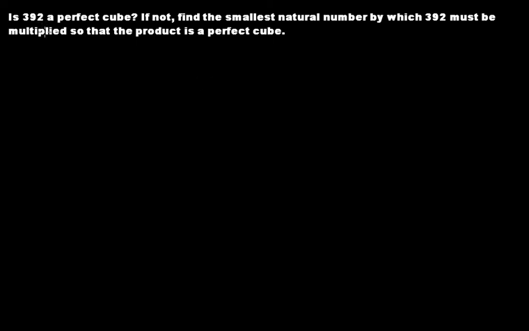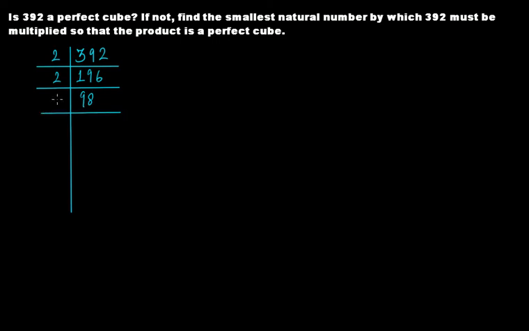So what's the method to find whether it is a perfect cube or not? The method is prime factorization method. So this is 392. Let's express this 392 in terms of its prime factors. 392 divided by 2 is 196, 196 divided by 2 is 98, 98 divided by 2 is 49, then you have 7, and then you have this 7.